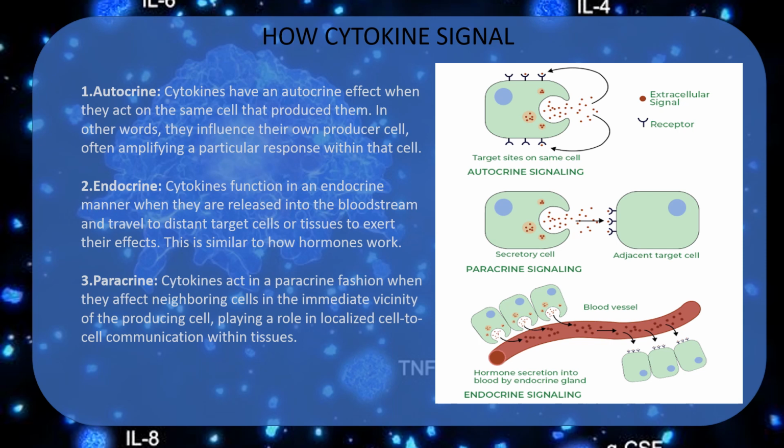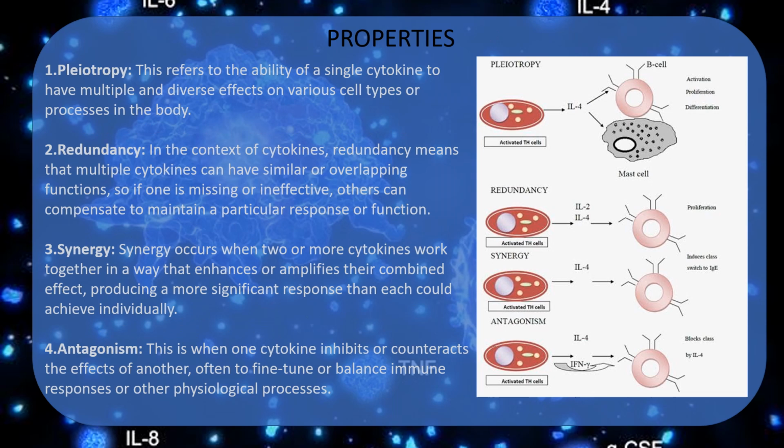Endocrine. Cytokines function in an endocrine manner when they are released into the bloodstream and travel to distant target cells or tissues to exert their effects. This is similar to how hormones work. Paracrine. Cytokines act in a paracrine fashion when they affect the neighboring cells in the immediate vicinity of the producing cells, playing a role in localized cell-to-cell communication within the tissue.